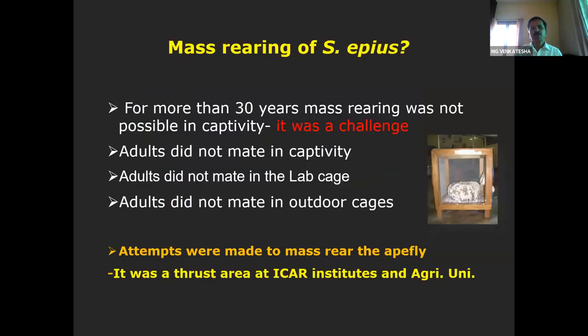Next slide, please. The mass rearing of this F fly was a challenge because for more than 30 years, mass rearing was not possible in captivity. Adults did not mate in captivity. Adults did not mate in the lab cage. Adults did not mate in the outdoor cage. It was a thrust area at the Indian Council of Agricultural Research institutes and agricultural universities for about 30 years, but we could not mass multiply it in the laboratory because the adults did not mate in captivity, even in an outdoor cage or indoor cage. It was a challenge. Next slide, please.